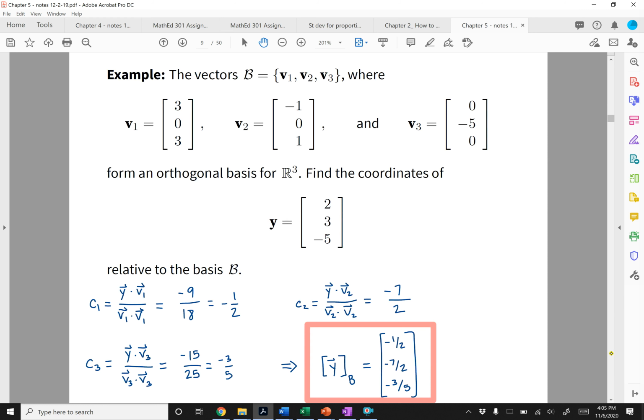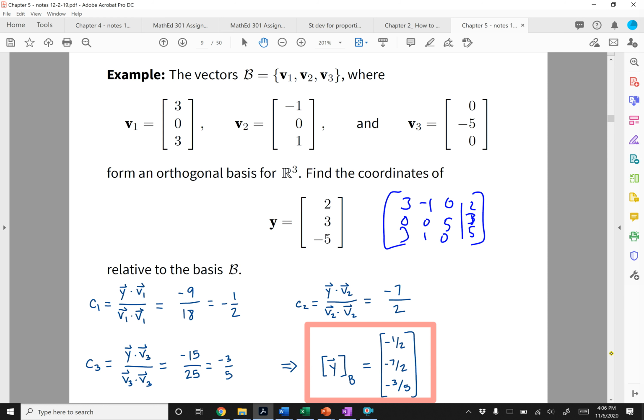So here we have a set of vectors. They form an orthogonal basis for R3. Find the coordinates of this. Well, usually, if you didn't know this was orthogonal, you didn't know the last theorem, what would you have to do? You'd do 3, 0, 3, minus 1, 0, 1, 0, 5, 0, and augment it with 2, 3, 5, and then start row reducing. Maybe this one still isn't that bad, but this saves us a bunch of time.